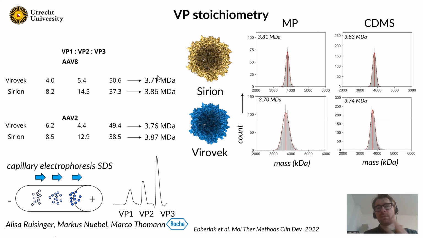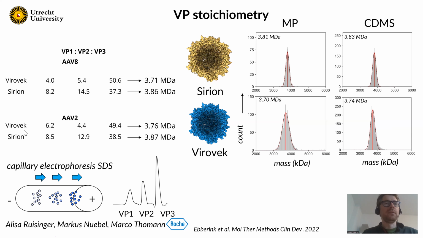Okay, so we repeated the whole assay, all the mass analysis, and also the capillary electrophoresis as well, but this time for an AAV2 serotype. So again, if we look at the mass analysis, if we look at the Sirion sample, mass photometry gives us a mass of 3.8, and CDMS again around 3.8 as well for our AAV2 particles. ViroVec ones are again a little bit lighter, 3.7 and also 3.7 with the CDMS. So if we look at the VP ratio there, can we again explain these differences between the masses of these Sirion and ViroVec samples?